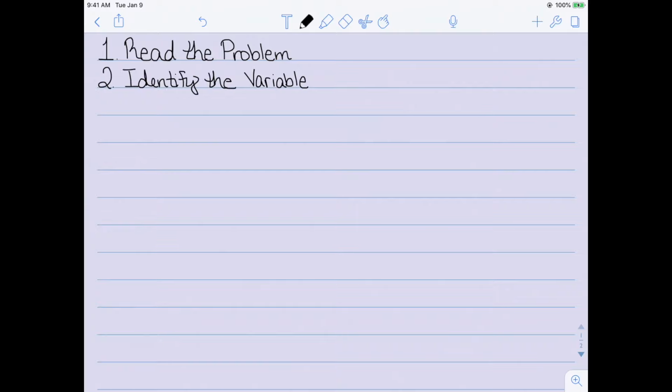The second step is then to identify the variable. Try to figure out what it is the problem's asking you to find and introduce some notation for any unknown variables like x or any other letter. So just try to figure out exactly what it is that we're asking and what it is that we need to define as our variable.